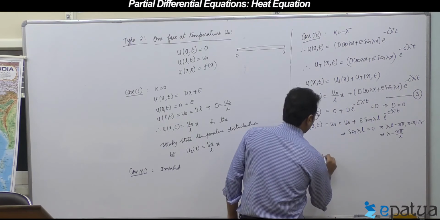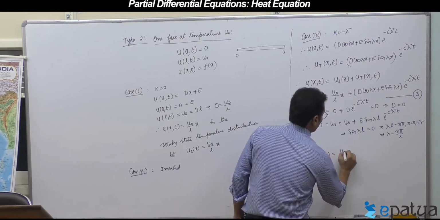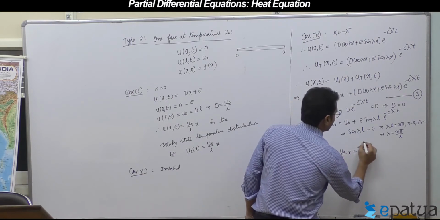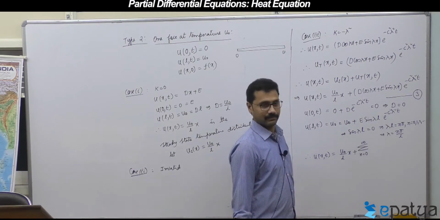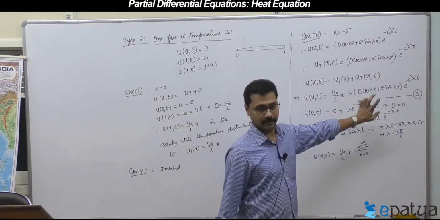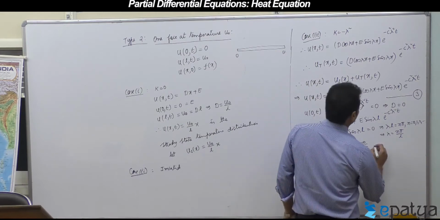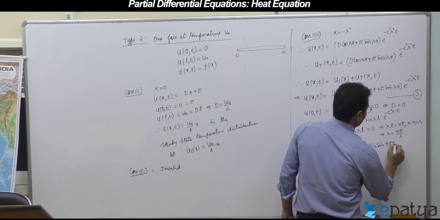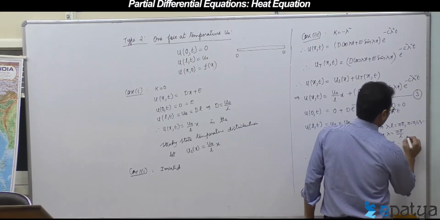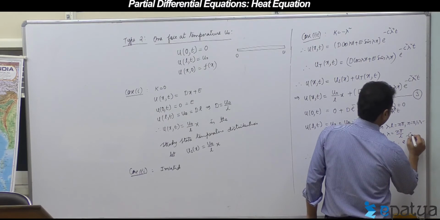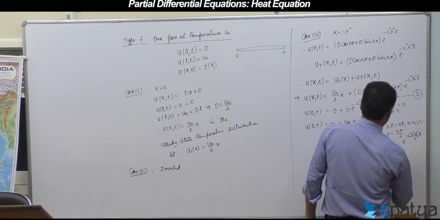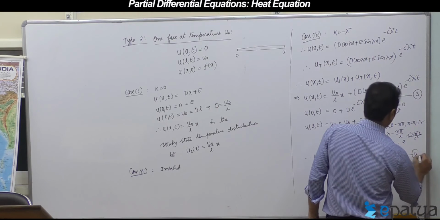Therefore, u of x comma t equals u naught by L into x plus sigma, n running from 0 to infinity, en sin n pi x by L into e power minus c square n square pi square t by L square. This is equation number 4.